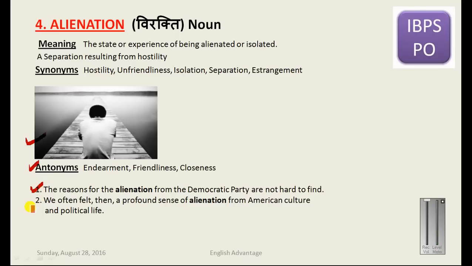The reasons for the alienation from the Democratic Party are not hard to find. We often felt then a profound sense of alienation from American culture and political life. So very meaningful sentences I have given here, but at the same time they are very simple to understand.